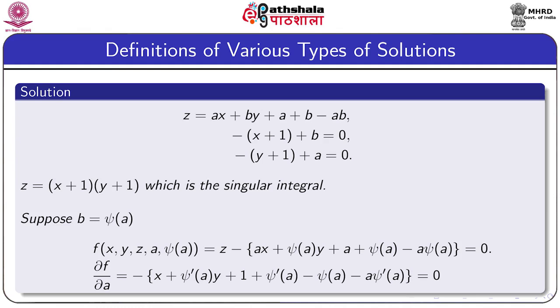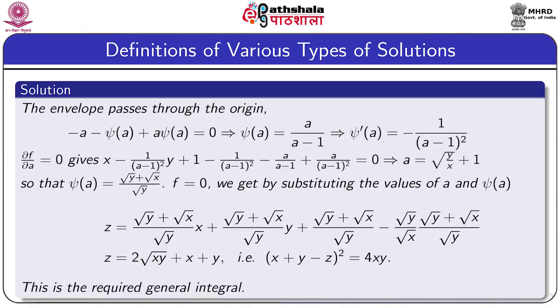So, in the expression for f, we substitute x equals 0, y equals 0 and z equals 0. Since the integral passes through the origin, we get a relation minus a minus psi a plus a psi a equals 0, which gives the expression for psi a as a by a minus 1, and we can immediately find the value of psi dash a as minus 1 by (a minus 1) whole square.